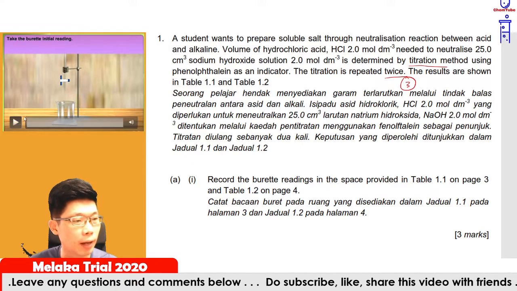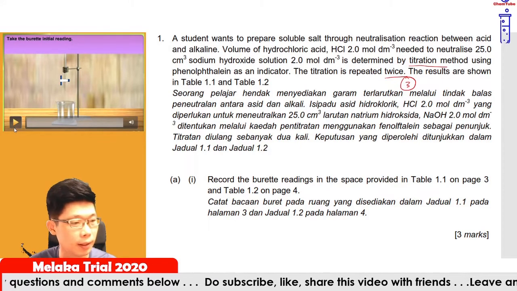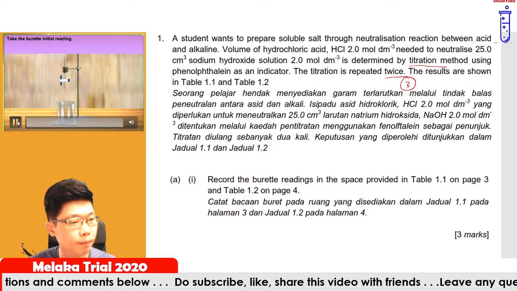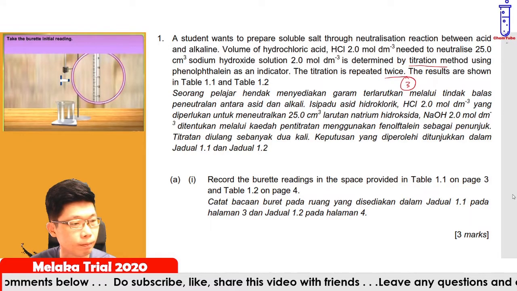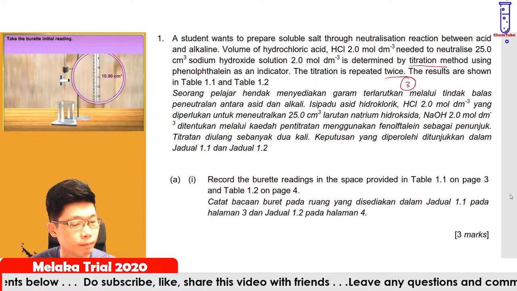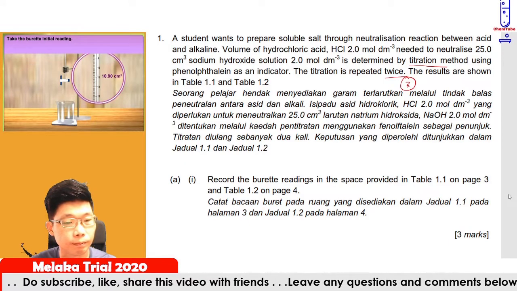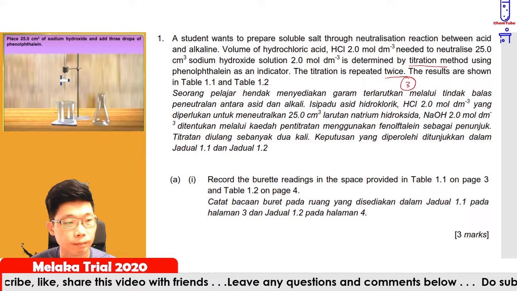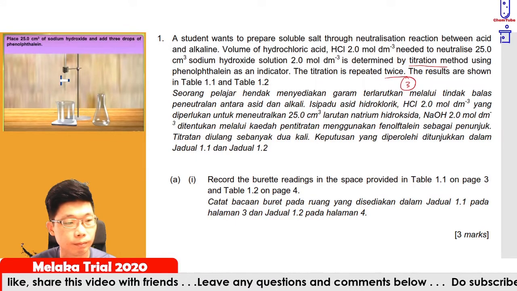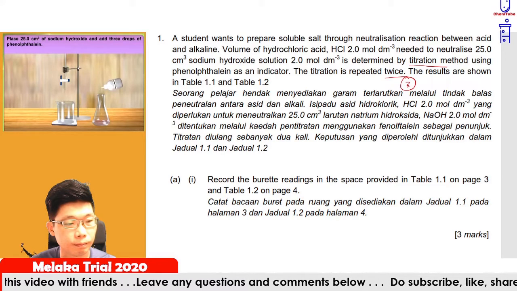Now I will show you a video of how we do the titration method. Take the burette initial reading. Record it to 2 decimal places, for example 10.90 cubic centimeter. The initial reading does not need to be at 0. Place 25 cubic centimeter of sodium hydroxide solution in a clean conical flask. Add 3 drops of phenolphthalein. Note the color changes.